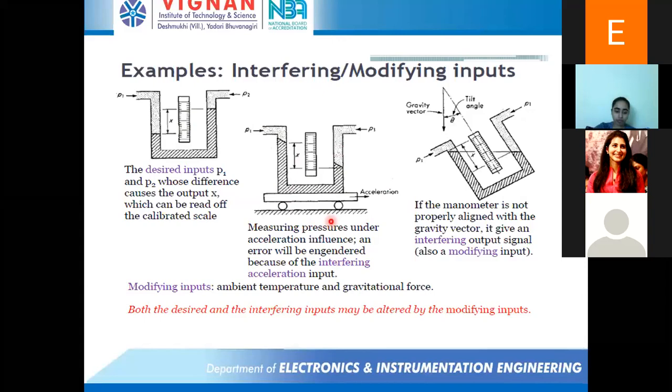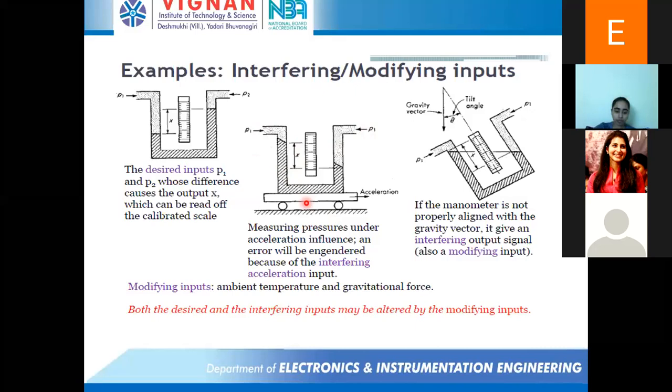So is it clear? Yes, sir. Okay, so that means if it is placed in a vehicle, as the vehicle is moving, this manometer also will accelerate. So due to this acceleration, even though the pressures are equal, it produces some amount of h on account of this acceleration. That is called an interfering input.